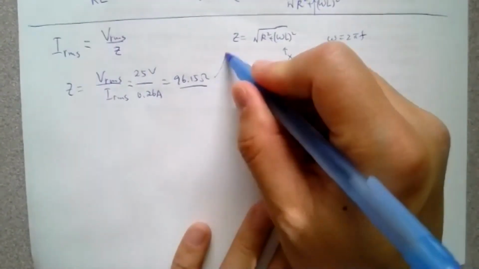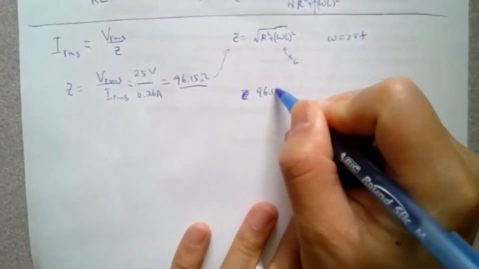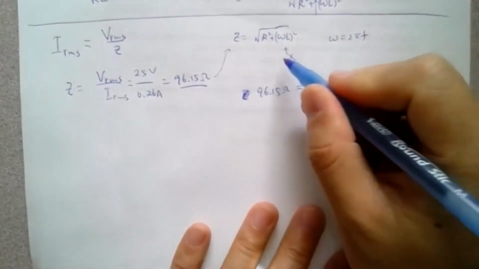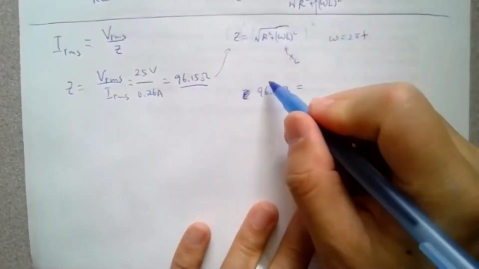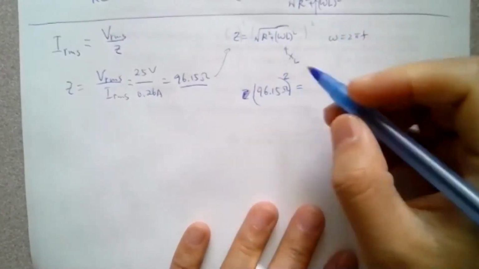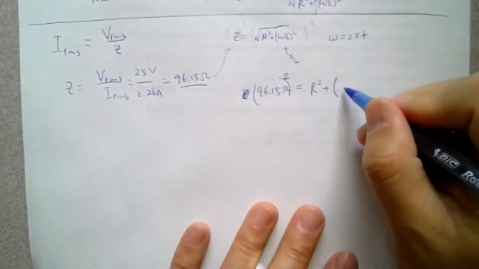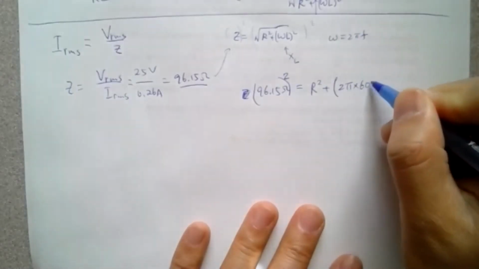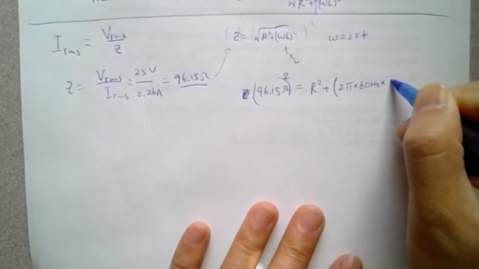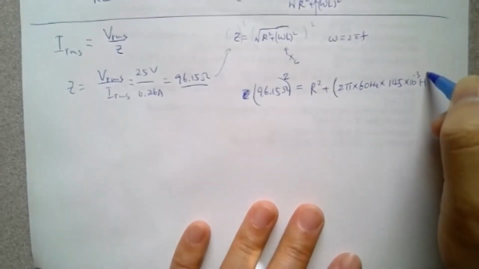Then we can plug the number in there. So Z, that's 90.15 ohms, equals the square root of that. So you can square this term, and then that's equal to R squared plus omega L squared. Omega will be 2 pi times the frequency, 60 hertz, times L, which is 145 times 10 to the minus 3 Henry, squared.